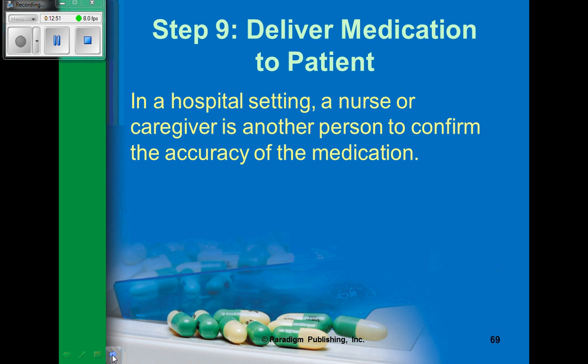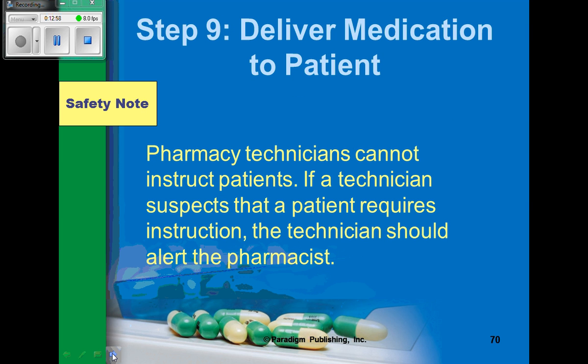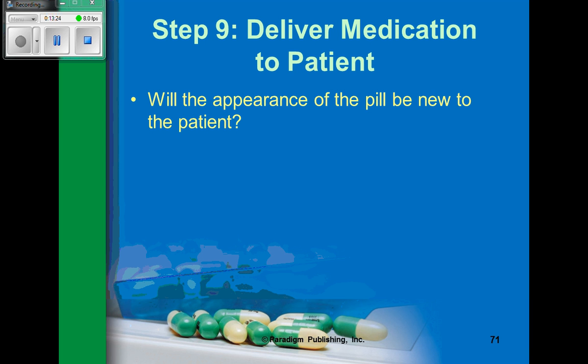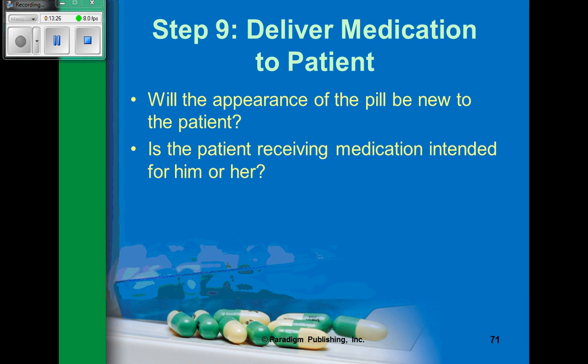In a hospital setting, a nurse or caregiver is another person to confirm the accuracy of the medicine. And just a reminder here, pharmacy technicians cannot instruct patients. If a technician suspects that a patient requires instruction, the technician should alert the pharmacist. What a pharmacy tech can do is show them their medicines and read them the information off the bottle, but they cannot give them any type of advice. That needs to be given by the pharmacist.